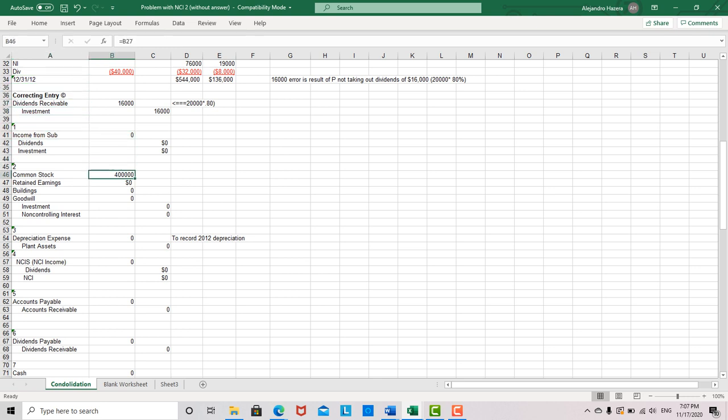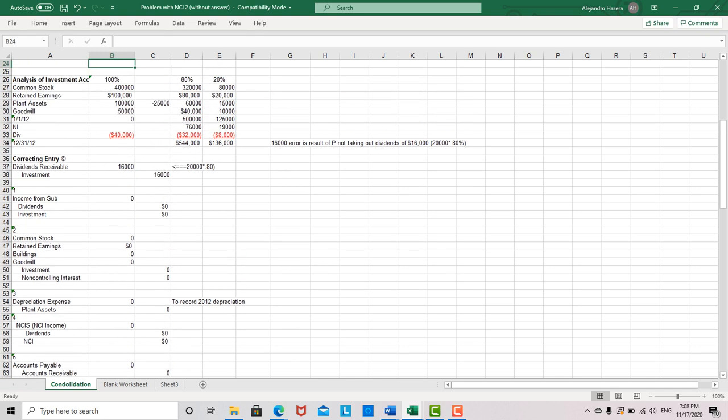Okay, the first and second entries are always directly out of this calculation. The first one takes the investment account from its end of year balance to its beginning of year balance. Take out the income from sub, take out the dividends, and the difference will be the $44,000 difference between the end of year balance of $544 and the beginning of year balance of $500,000. Now we're ready to take out the $500,000.